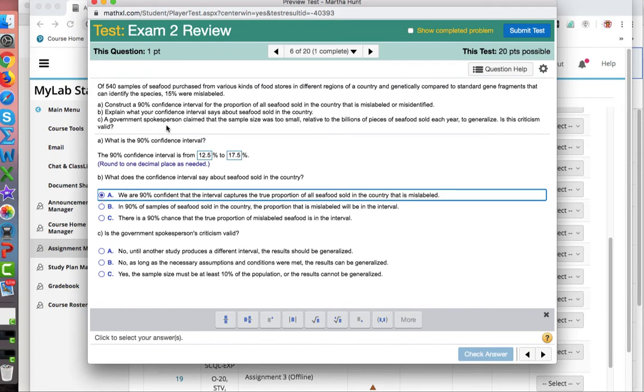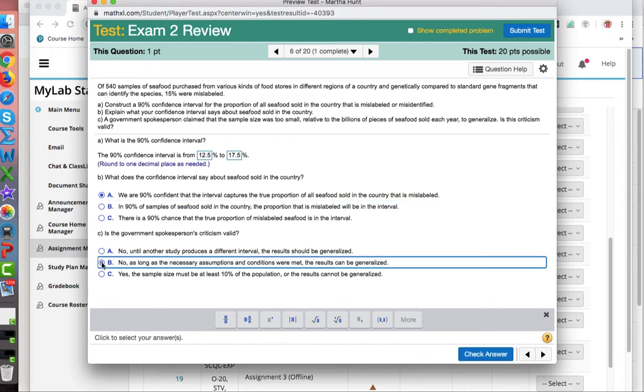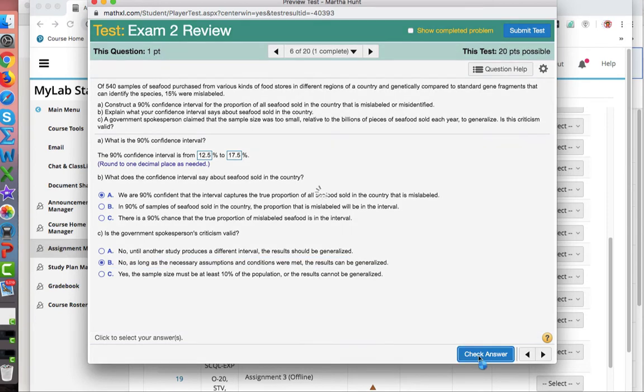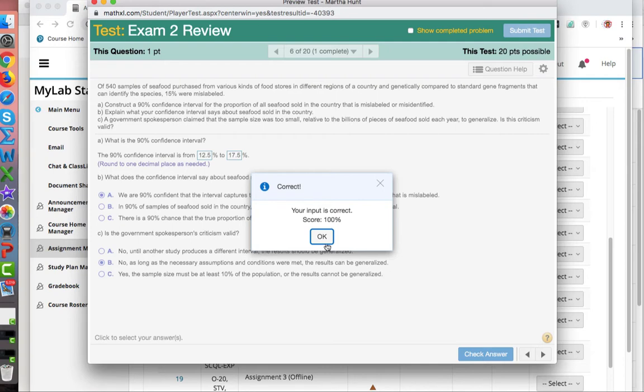A government spokesperson says that the sample size is too small relative to all of the seafood that is purchased and sold per year. So what do we say about this? We say no. As long as the necessary assumptions are met, the results can be generalized. Check our answer. That's good.